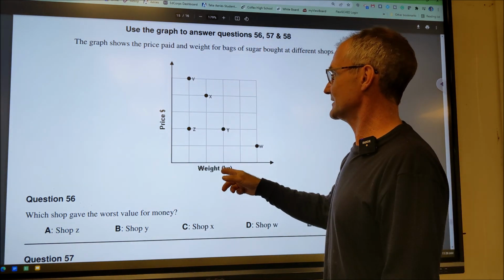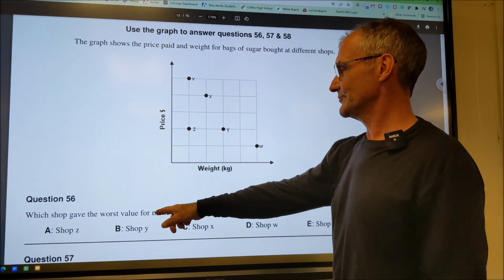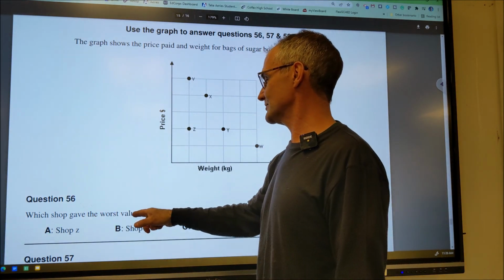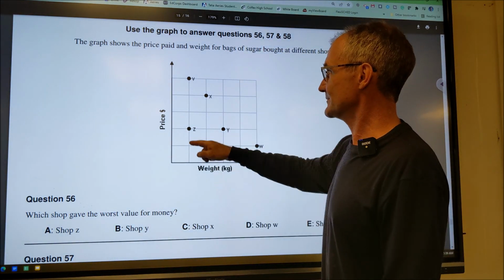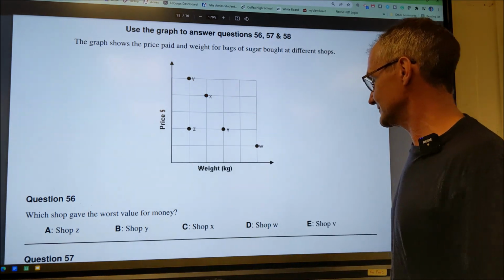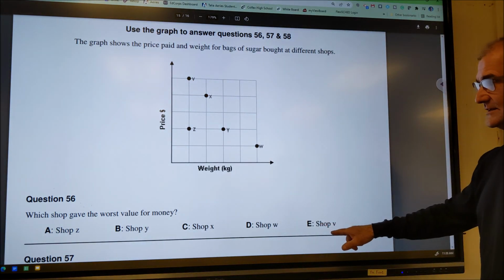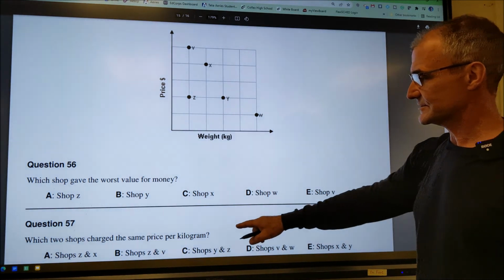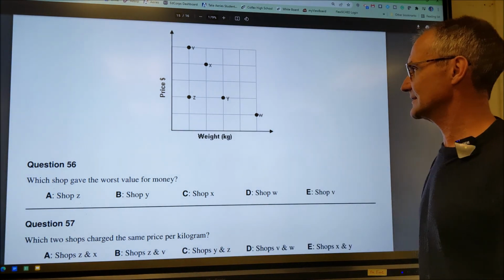It's price depending on weight. So 56, which shop gave the worst value for money? So that means a high price, low weight. So that would have to be that answer V right there, or shop V. Okay, 57, which two shops charge the same price per kilogram?